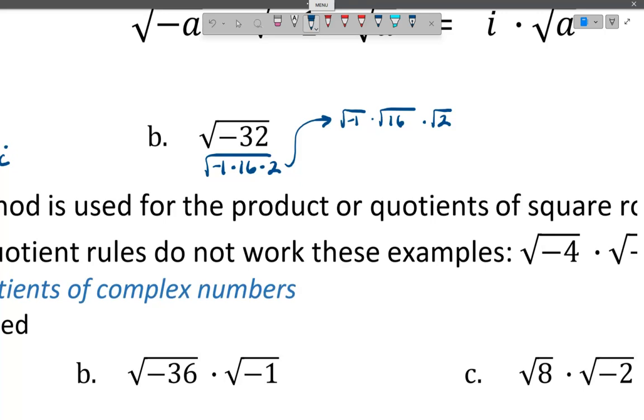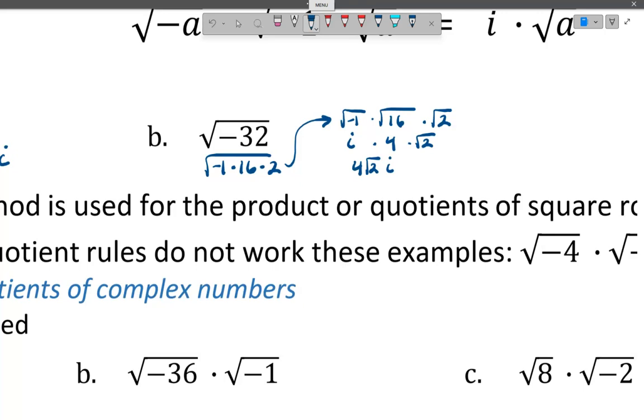So the square root of -1 is i. The square root of 16 is 4. And the square root of 2 is the square root of 2. Right? Now we need to be very, very careful about how we write this. Yes, it is 4 the square root of 2i.